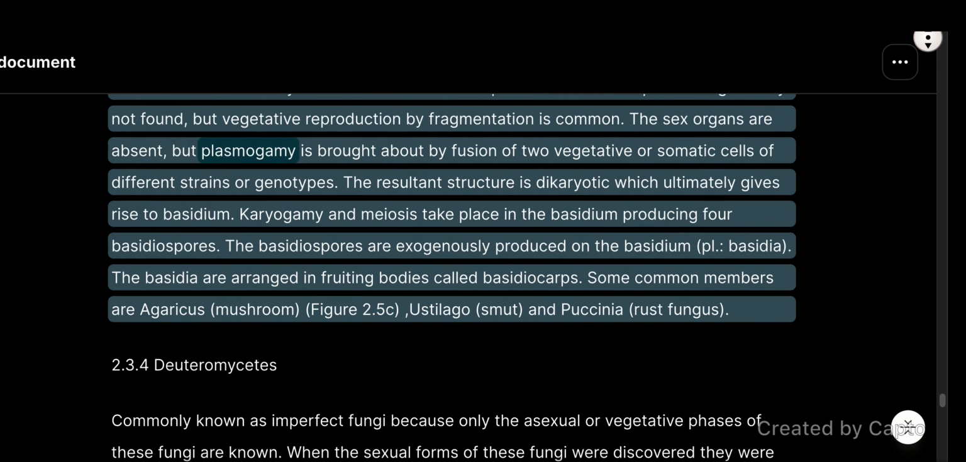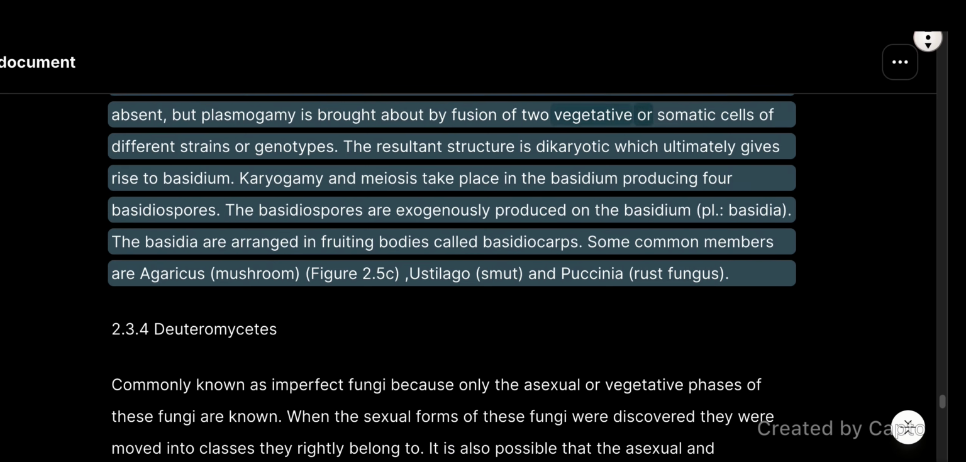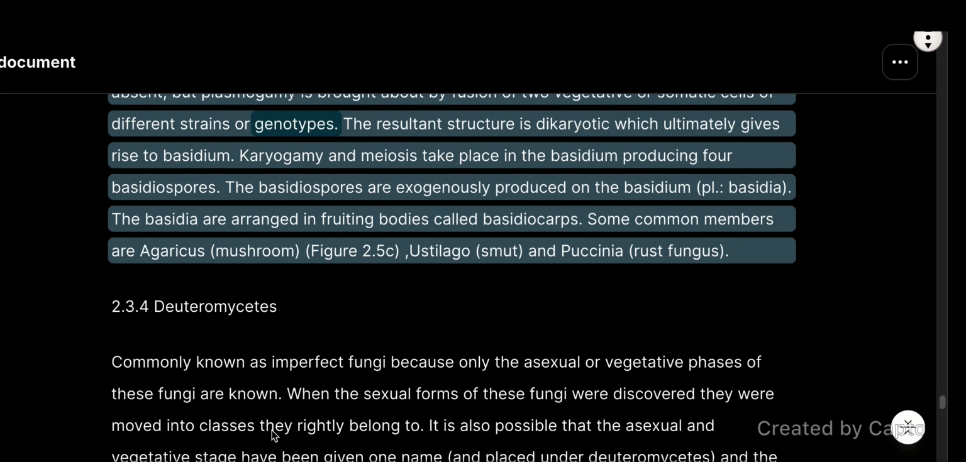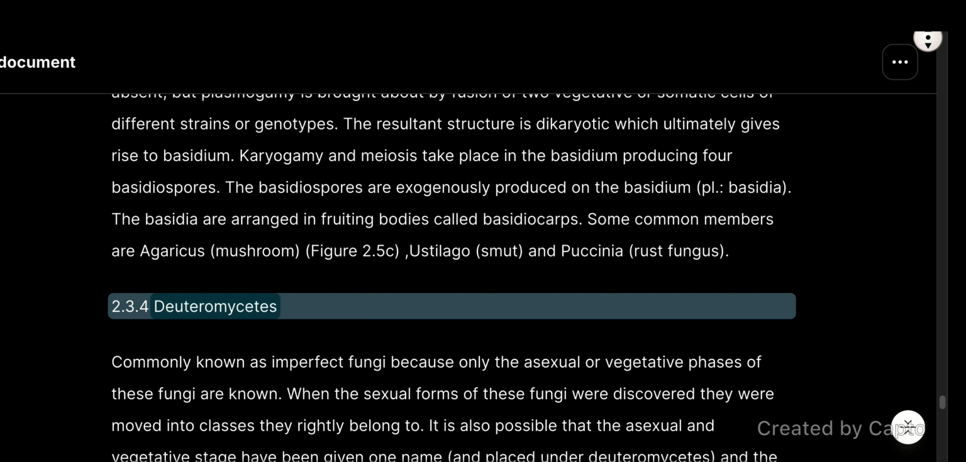The sex organs are absent, but plasmogamy is brought about by fusion of two vegetative or somatic cells of different strains or genotypes. The resultant structure is dikaryotic, which ultimately gives rise to the basidium. Karyogamy and meiosis take place in the basidium, producing four basidiospores. The basidiospores are exogenously produced on the basidium. The basidia are arranged in fruiting bodies called basidiocarps. Some common members are Agaricus, a mushroom (Figure 2.5c), Ustilago, smut, and Puccinia, rust fungus.